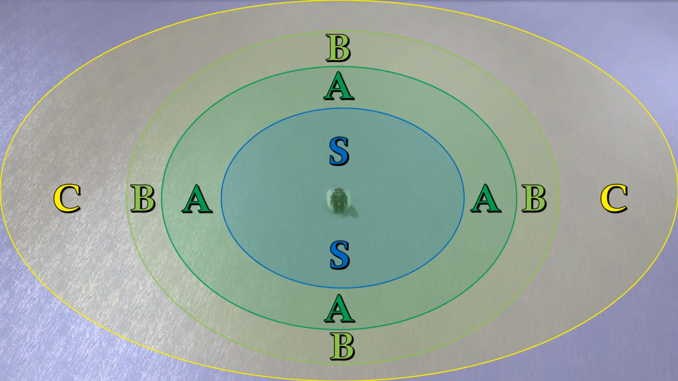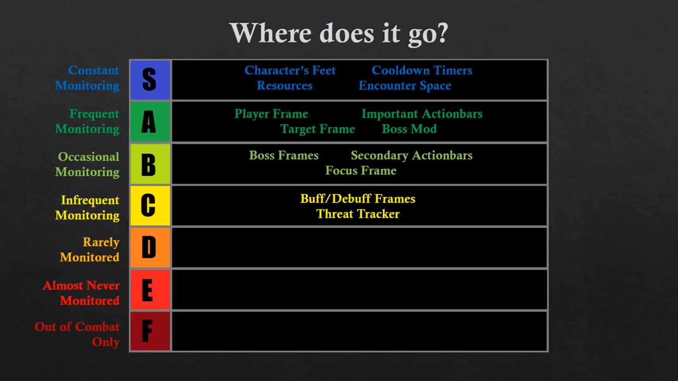And then you've got the C space. So the C space takes up a lot more space. These are things that you're going to want to have on your screen, but you probably shouldn't be looking at them all the time. That's things like your buffs and debuffs, threat tracker. As DPS, threat has not been a super big deal in years, but threat is always something you're going to want to make sure of, if you're the next person on threat.